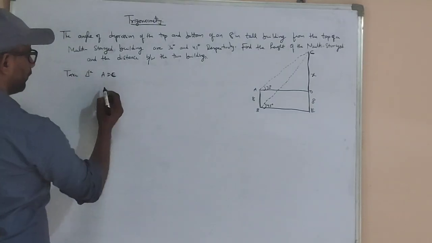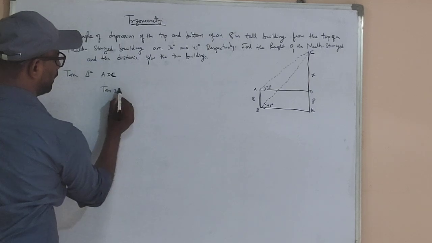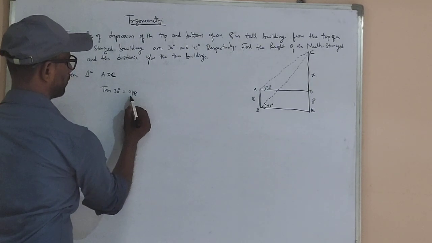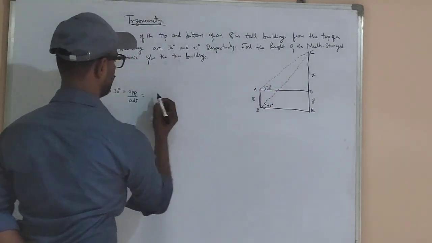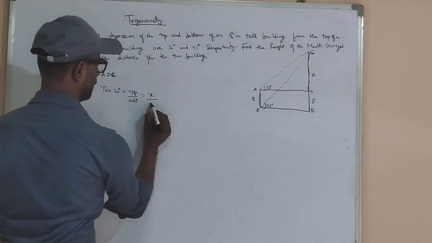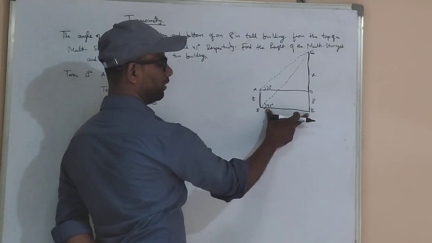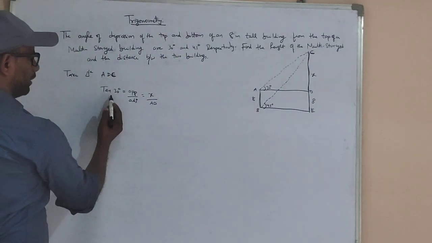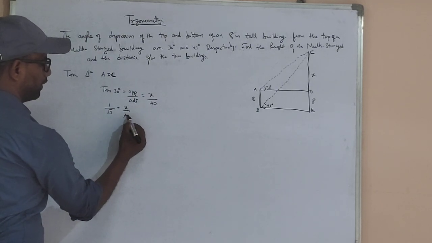Now take triangle ADC. Here tan 30 degrees is equal to opposite by adjacent side. So what is the opposite side? x, we don't know. It is x by adjacent side. Adjacent side means AD. AD is also unknown. Because here BE is the distance between two buildings, it is the same value as AD. Now tan 30 means 1 by root 3 is equal to x by AD.